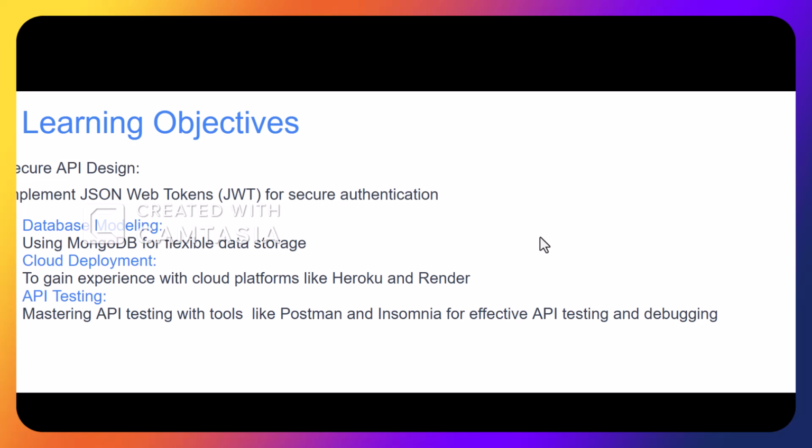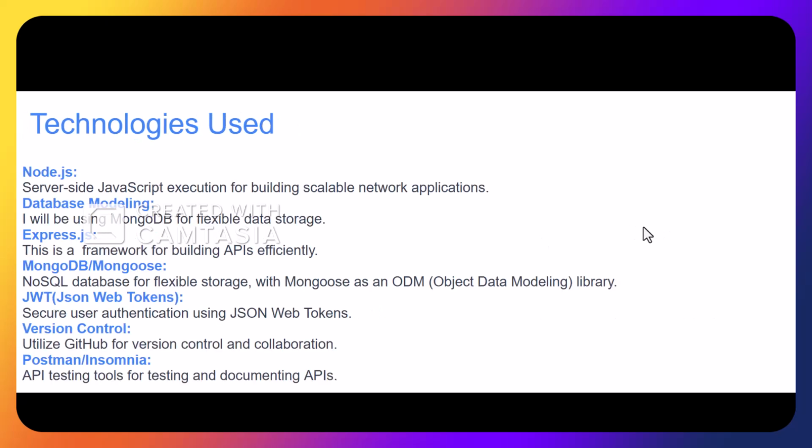For the technologies, I will use Node.js, a lightweight, fast backend runtime; Express.js, a flexible framework for structuring APIs; and MongoDB and Mongoose, which are a NoSQL database and a library for efficient data storage. JWT to handle secure authentication, of course, as I mentioned before. Postman and Insomnia for testing and debugging. These tools will allow me to build a modern and reliable backend system.